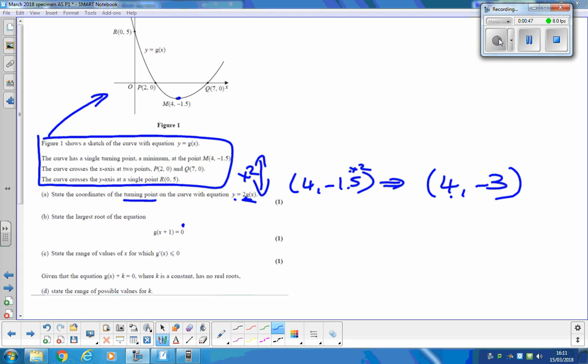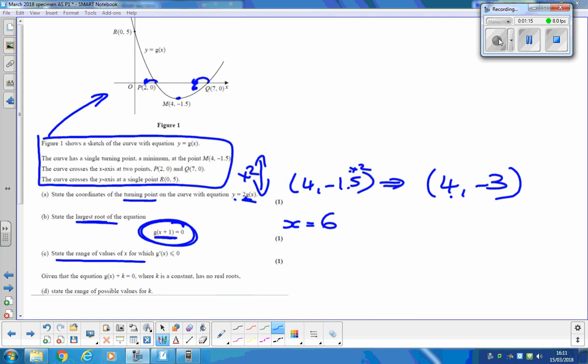Now, we've got the same sort of idea here. What's going to happen here? This graph has moved one place to the left. Everything has moved one place to the left. And so these roots here would have moved across to here. They'd be at 1 and 6. You've been asked what the largest root is, so the largest root is x equals 6.